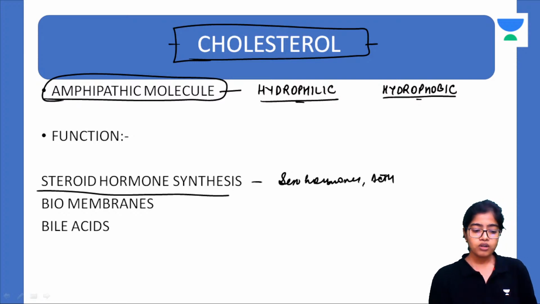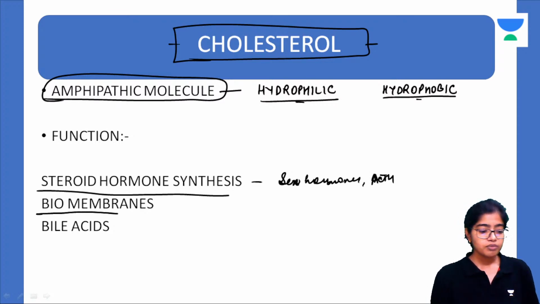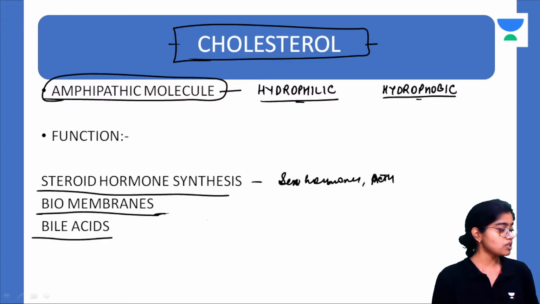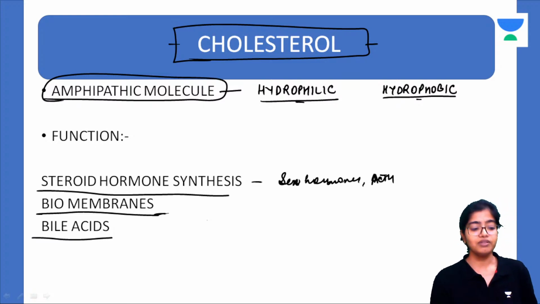Okay, and a lot of hormones involving the steroid ring. It is also an important concept of biological membranes, cell membranes. It is an integral component of cell membranes. Bile acids, very important. Cholesterol is used in the synthesis of bile acids. Okay, we'll read how cholesterol synthesizes bile acids.